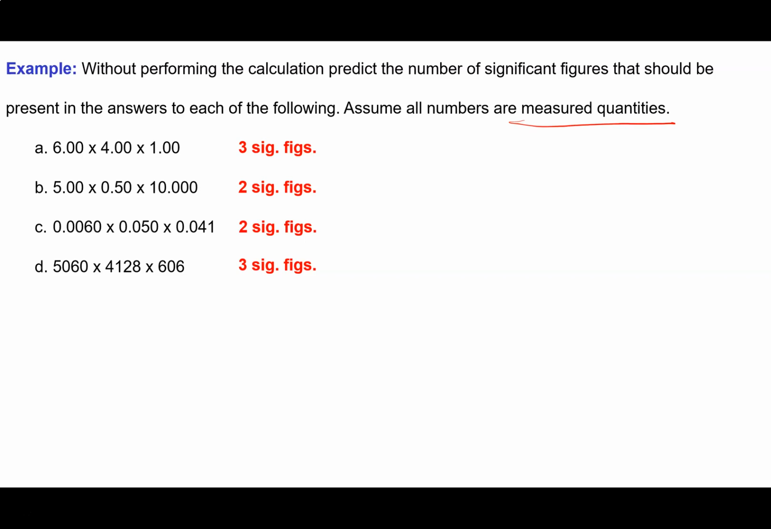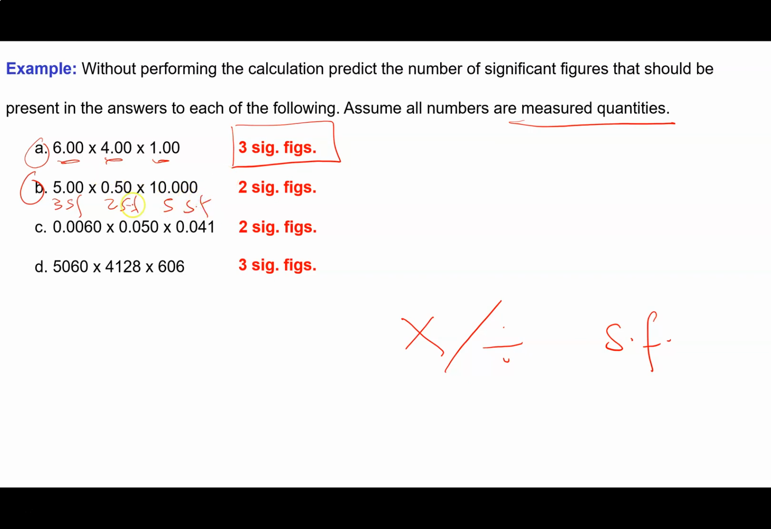So in every case here, I'm only multiplying. So I know that my rule is for multiplying or division, I have to look for the number that has the least sig figs. In case A, all of my numbers have 3 sig figs, so my answer has to be given to 3 significant figures. In case B, my first number has 3 sig figs, my second number 2 sig figs, and this number here has 5 sig figs, so I have to go with 2 sig figs.